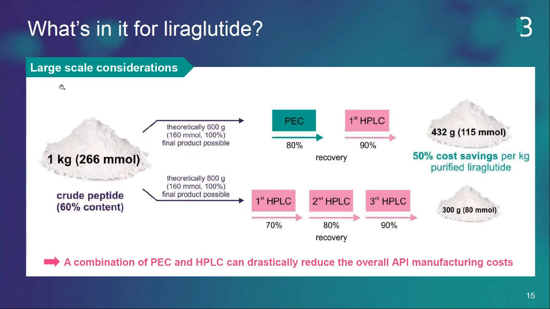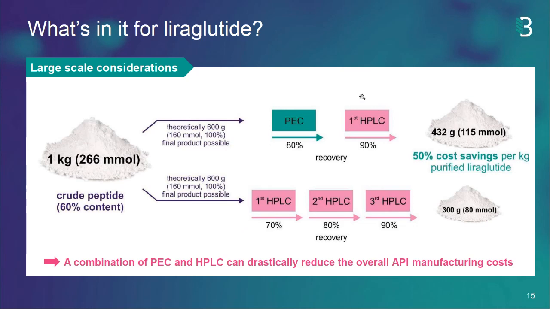So finally, I want to give some large-scale considerations here. We did some calculations in order to see what's in it for liraglutide when we want to achieve an API grade purity in the end, where we would combine PEC with HPLC. In this calculation, we start with 1 kilogram crude material, where we assume that it would contain 60% peptide. This would mean that no matter how you purify the material, you could theoretically end up with 600 grams of pure product.